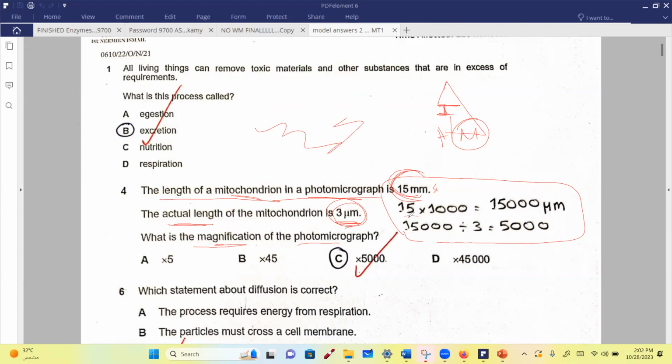So you will first convert 15 millimeters to micrometers. What did this student do? She multiplied by 1,000, so now she has the same units. And then she divided the 15,000 by 3 to get the magnification. That is why the answer is C. I hope it's clear. Can I solve it, then convert it, right? No, you have to convert it first before solving it.